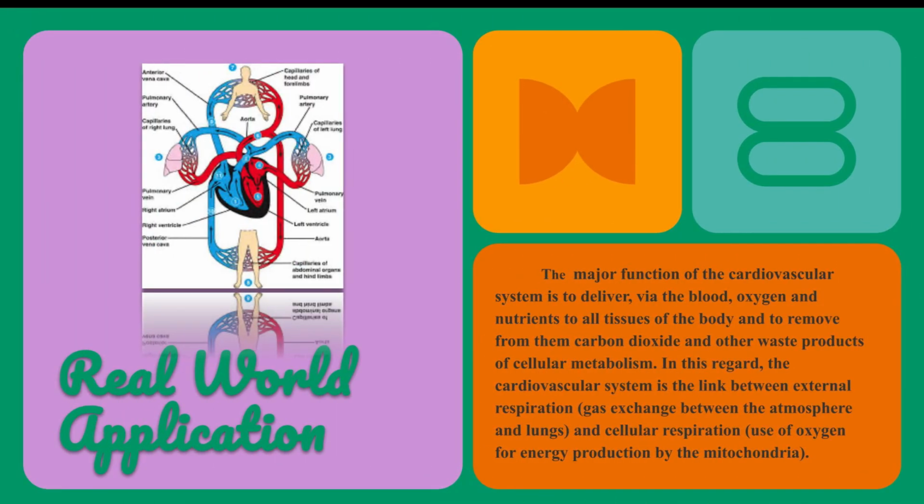The cardiac system delivers oxygen and nutrients to body tissues and removes carbon dioxide and waste products. It links external respiration, which is gas exchange in the lungs, and cellular respiration that uses oxygen for energy.